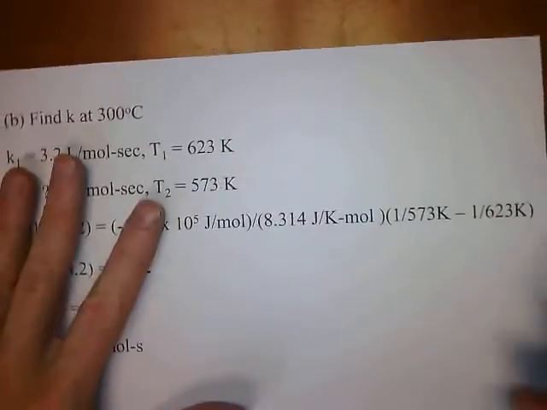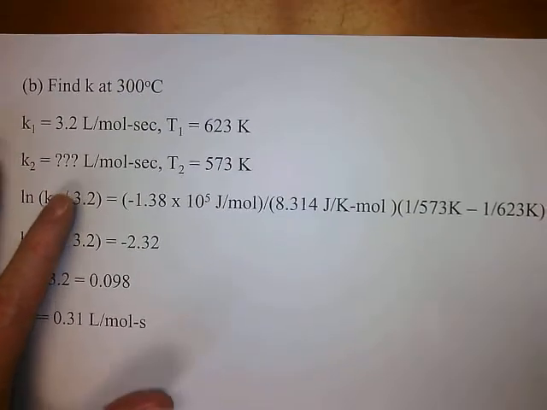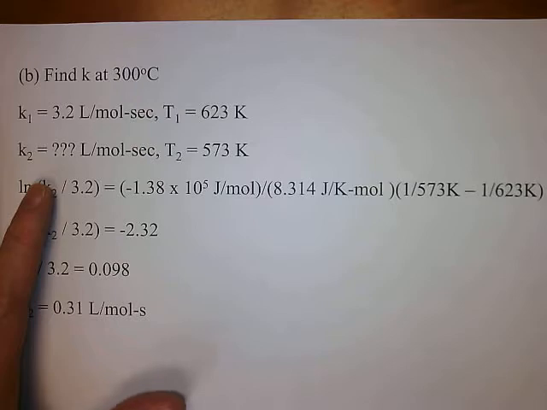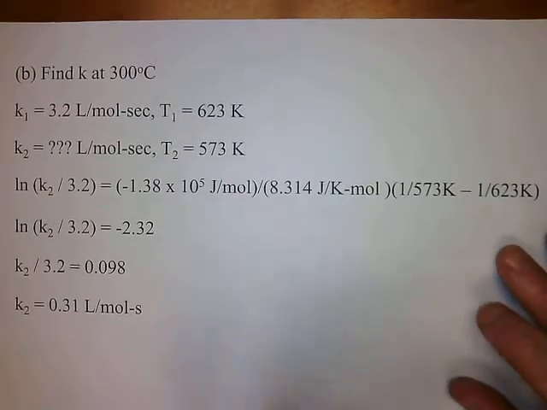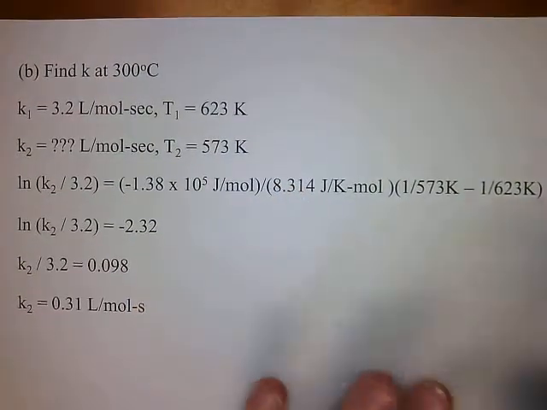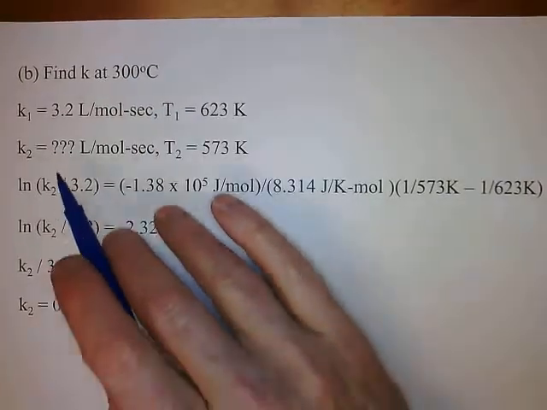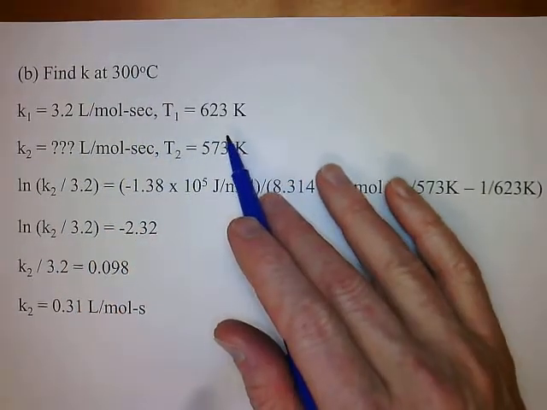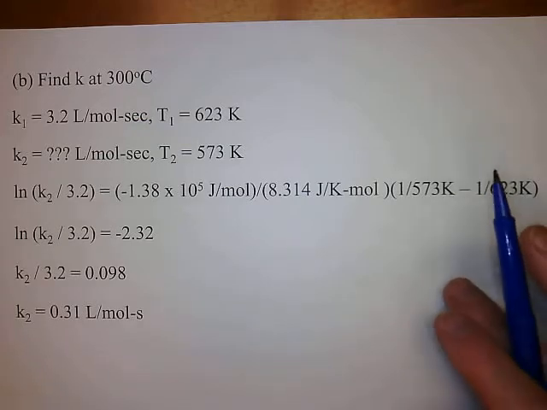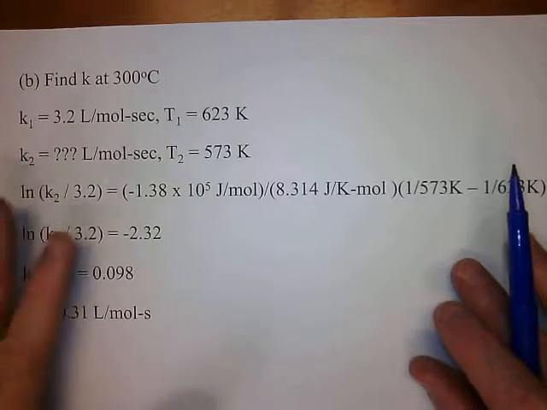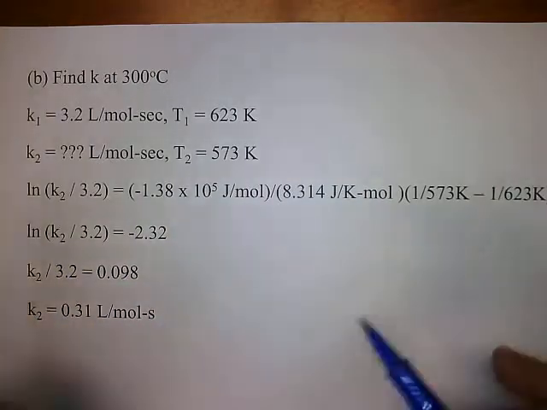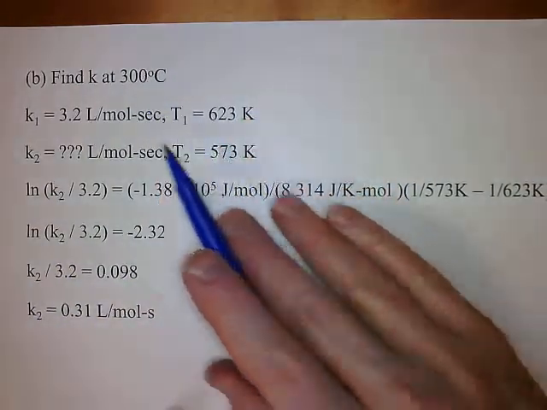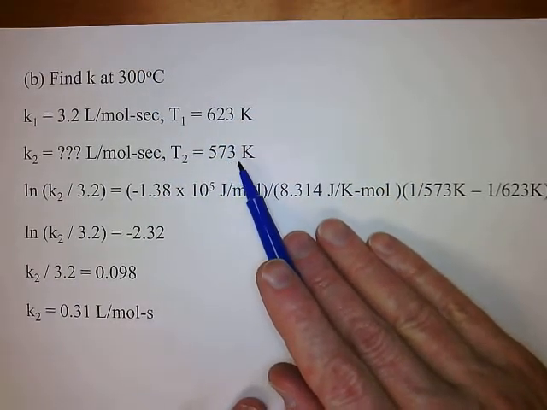So the next thing we want to do is find the rate at 300 Celsius. Now that we know what the activation energy is, we could go in and calculate the rate at a different temperature. So K1 is 3.2 liters per mole per second. We'll make T1 623 Kelvin. Okay, that's the same as in the previous problem. And now we're going to solve for K2. We're trying to figure out the rate at a different temperature, at 300 Celsius, right? So 300 Celsius, 300 plus 273, is 573 Kelvin.